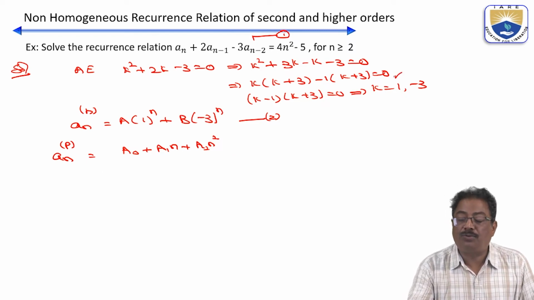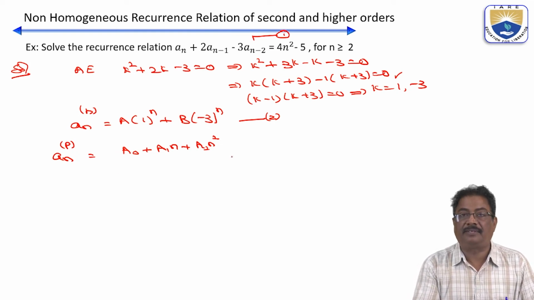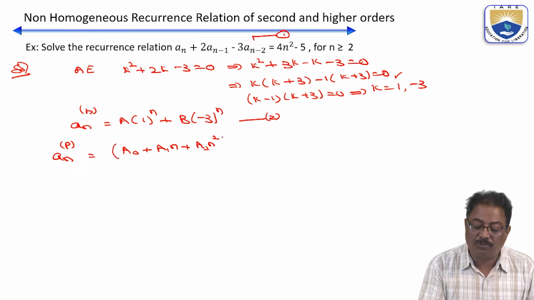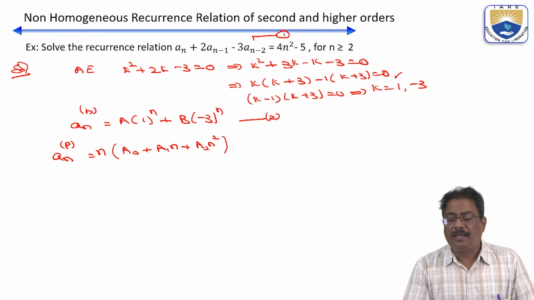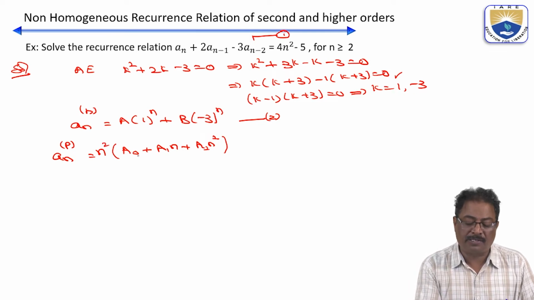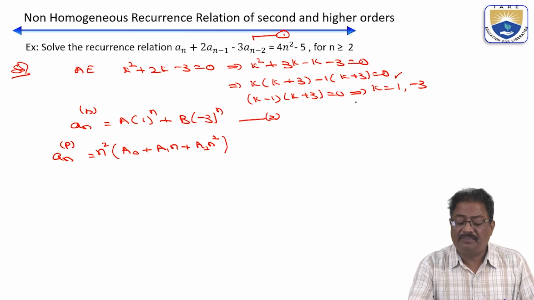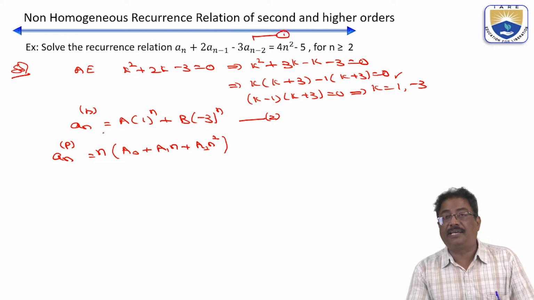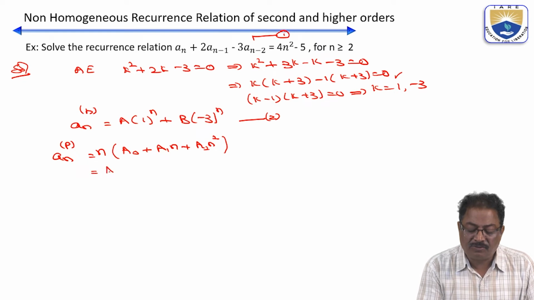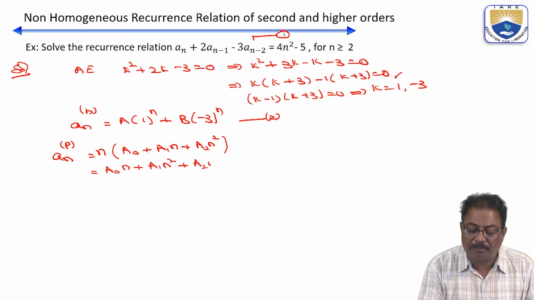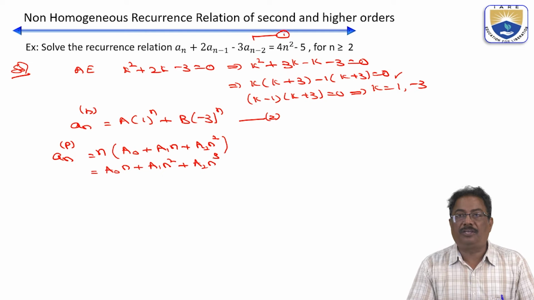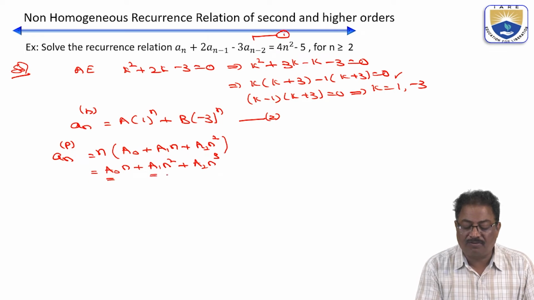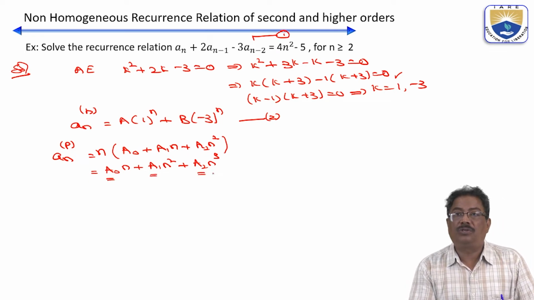This is right provided 1 is not a root of the auxiliary equation. If 1 is a simple root, we multiply with n. If it is repeated twice, I take n square. If it is repeated thrice, I take n cube, like that. Here it is a simple root, so I take it like this. So a n power p is a0 n plus a1 n square plus a2 n cube. Now it is the assumed particular solution. Then we are going to find out what a0, a1 and a2 are by substituting in that expression.